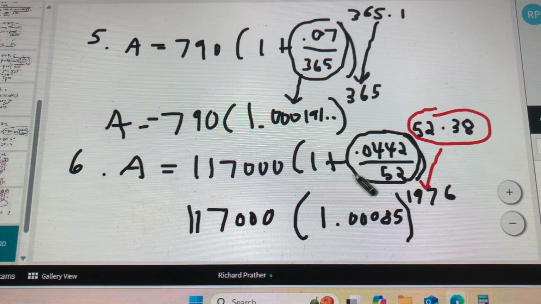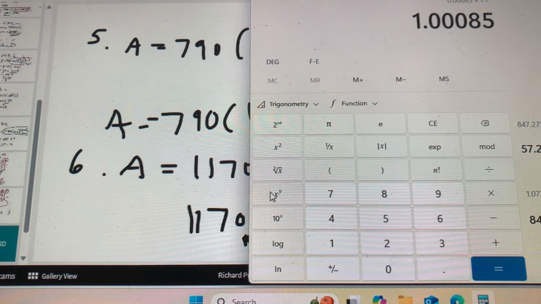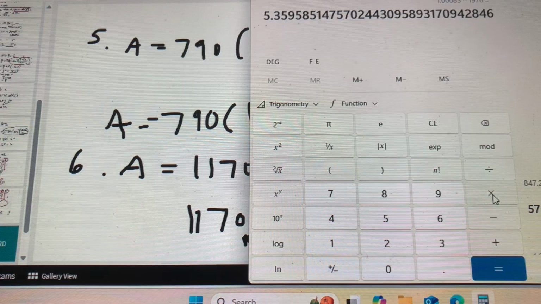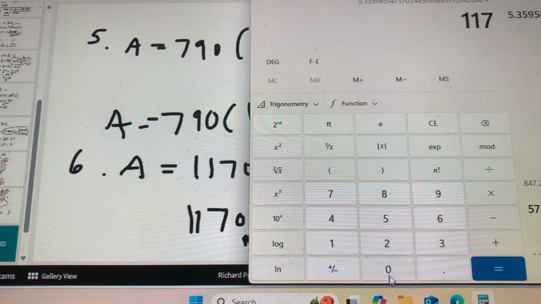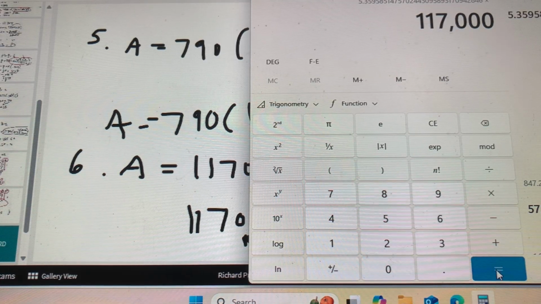Two steps left. Do the exponent third. And once you get that, multiply by the dollar amount. So raise this to the 1,976 power times the $117,000 initial investment. Whoops, too many zeros. This is going to be a ginormous interest here.